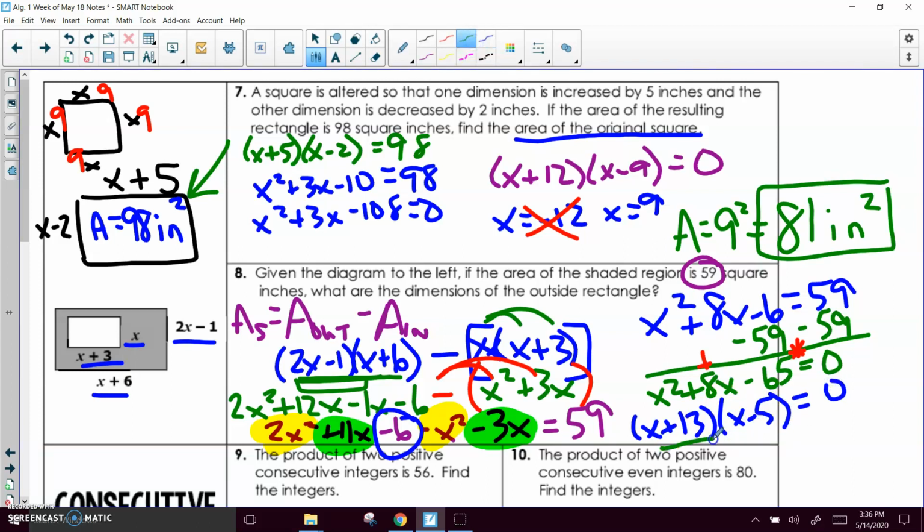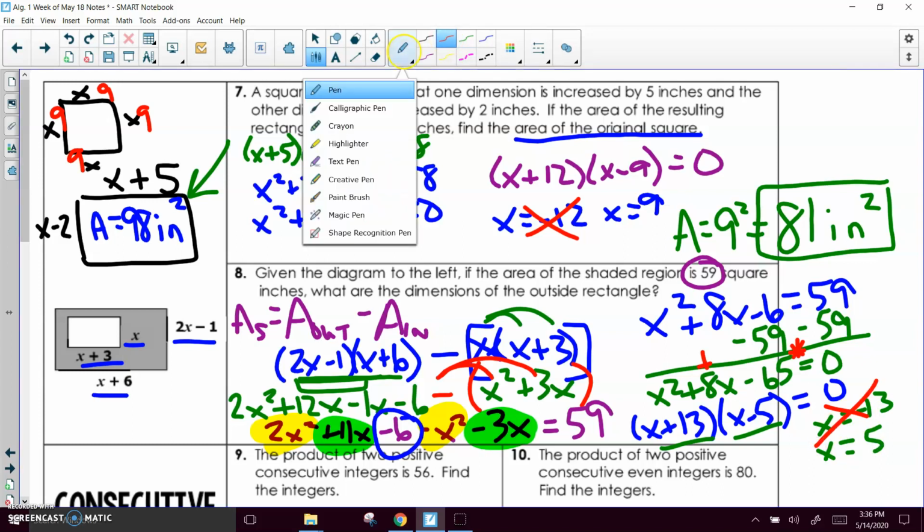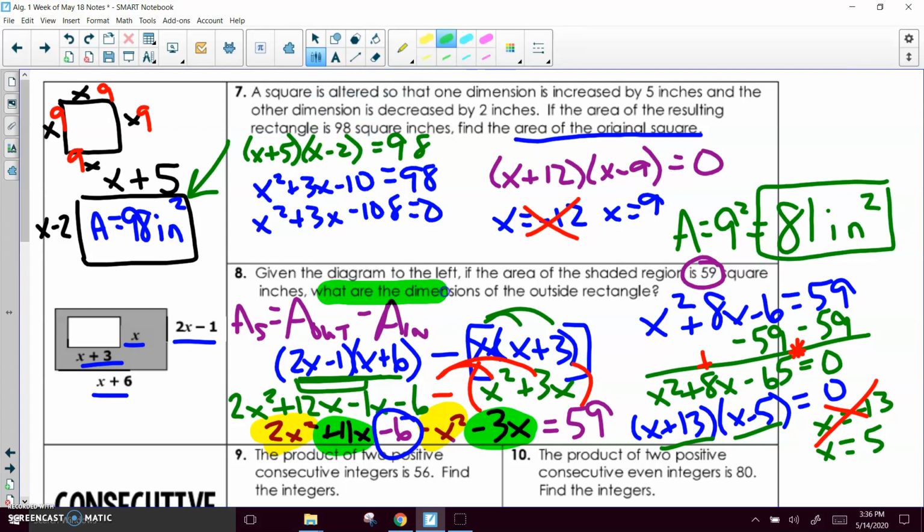So what plus 13 equals 0? Well, that's negative 13. And what subtract 5 equals 0? That's 5. I can't have a negative. Let's look at what the question is asking us. What are the dimensions of the outside rectangle? So if the x is 5, I've got to find what those would be.